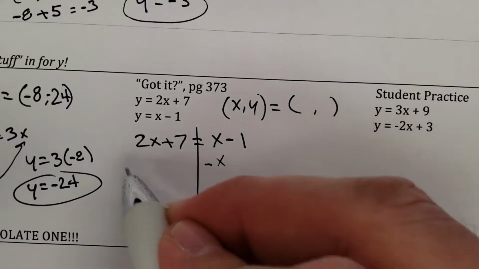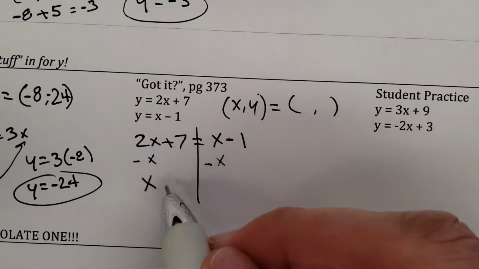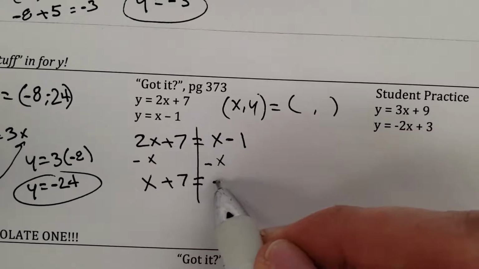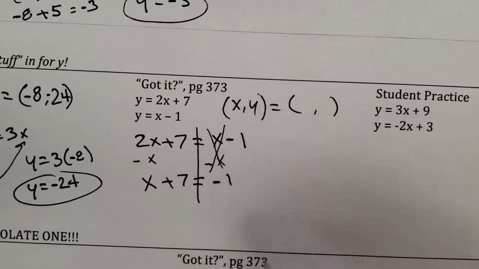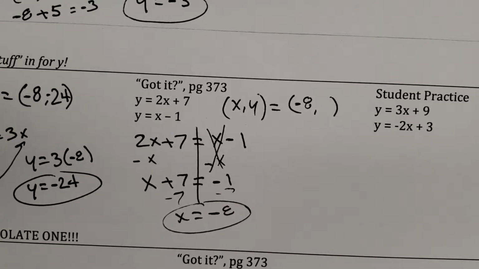I'm going to subtract x from this side, subtract x from this side. 2x minus a single x is another single x. Plus 7 equals negative 1 is left over, it looks like. Oh, you cancel, I better go away or cross you out right there. Minus 7, x equals a negative 8. Negative 8 seems to be a popular x value so far. Okay, so we have x equals negative 8.